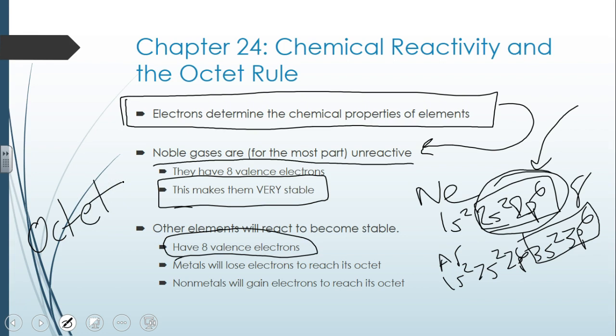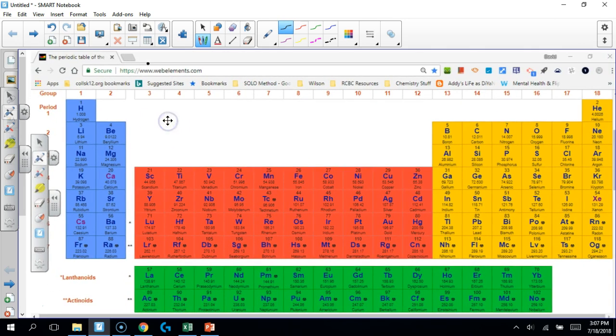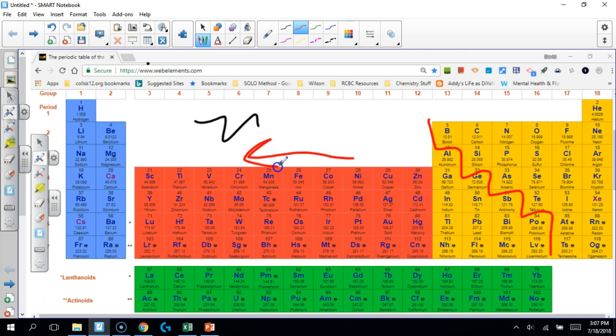And so if we look at a periodic table, we can figure out what's going on here with these two statements. I have the Webb elements periodic table pulled up, but I can actually draw on this at this point, so that's why I brought it up here. Keep in mind that there's a stair step here. I know that's not a very good stair step, but you get the idea that all of these are metals and these are nonmetals. So I think it's easier to talk about the nonmetals first.